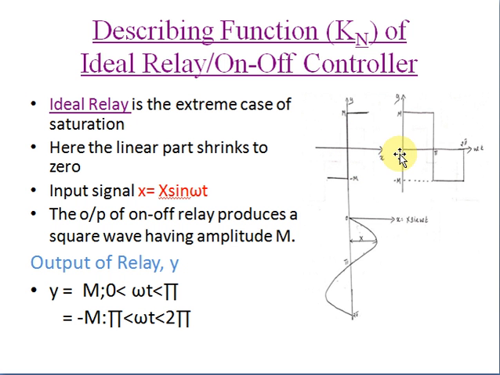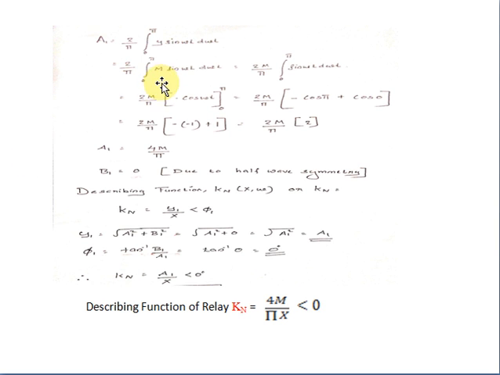The value of y is m. So substitute the value of y as m. So 2 by pi into integral 0 to pi m sin omega t d omega t. This m is a constant, therefore it equals 2m by pi into integral 0 to pi sin omega t d omega t. Next, the integral of sin omega t equals minus cos omega t.